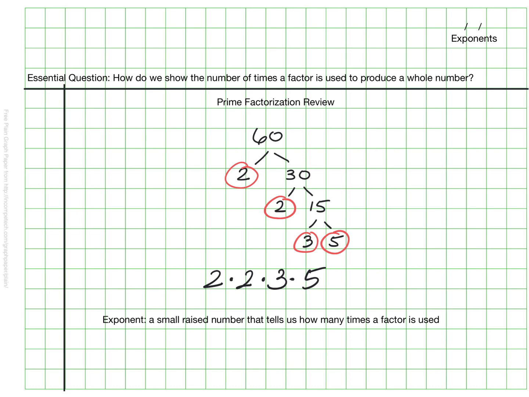So I'm going to look back at what I had up here, where I said that 60 was equal to 2 times 2 times 3 times 5. Those are all of our primes. And I'm going to go back and look and notice that the 2 appears twice. So what that means is that I can rewrite this by saying that 2 appears twice, but then there's still a 3 and there's still a 5. This 2 with the little 2 in the corner indicates that we are doing 2 times 2.